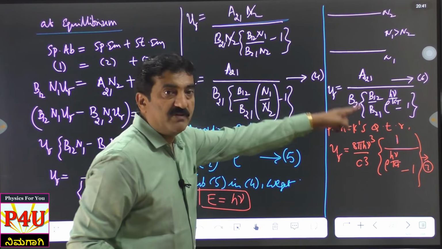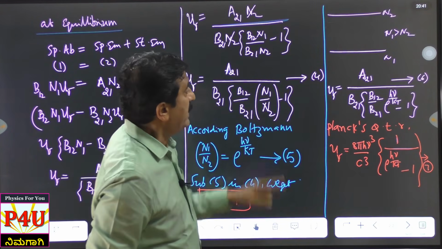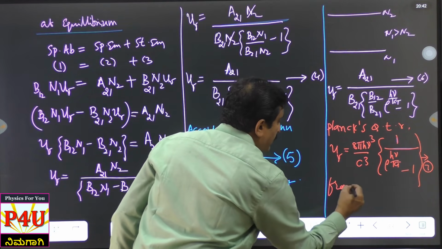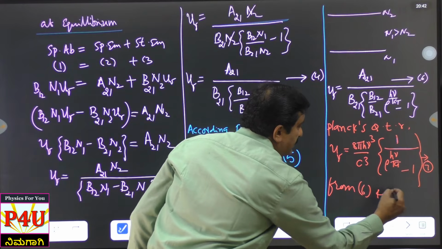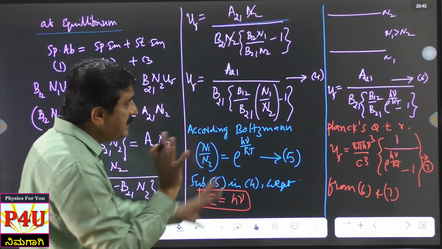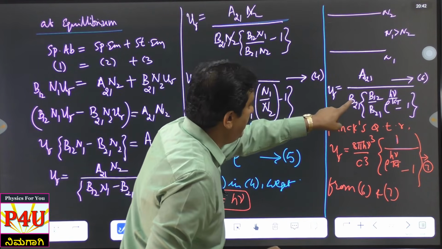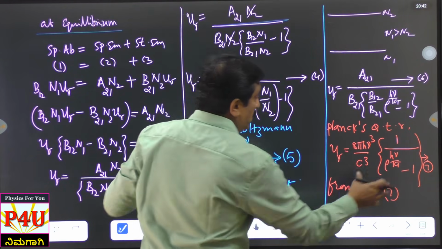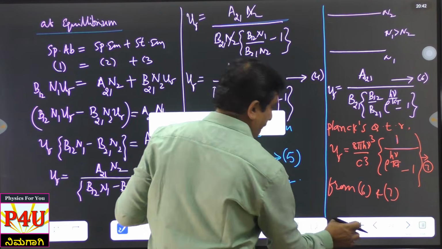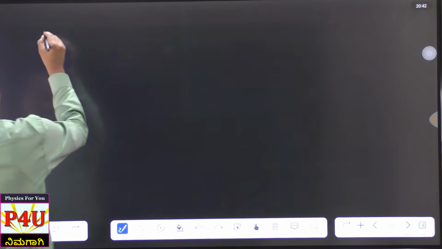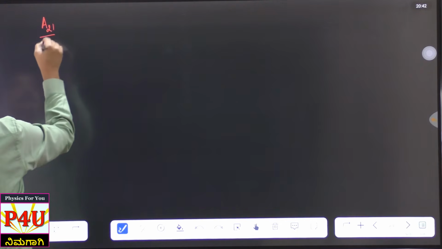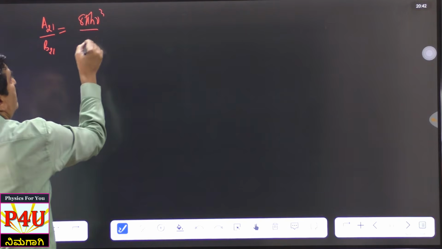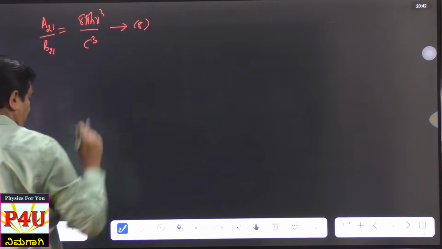So now check equations 6 and 7 carefully. Please just watch this. In place of A21 by B21, from equations 6 and 7 we have 8 pi h nu cube by c cube. So we get A21 divided by B21 is equal to 8 pi h nu cube divided by c cube. This is one result. I call it equation 8.